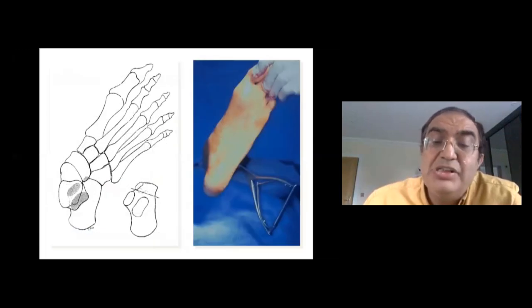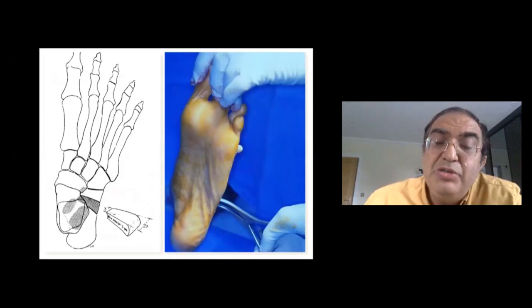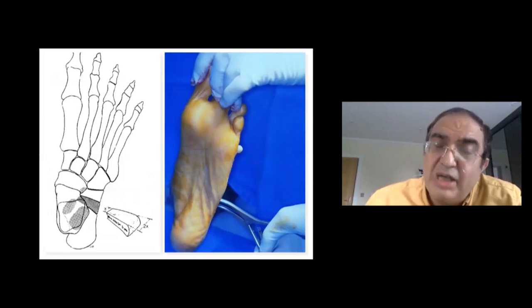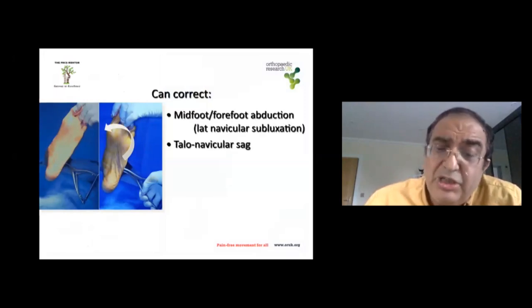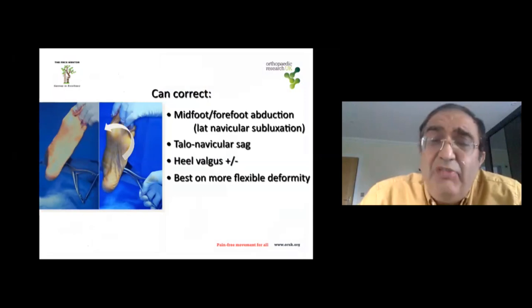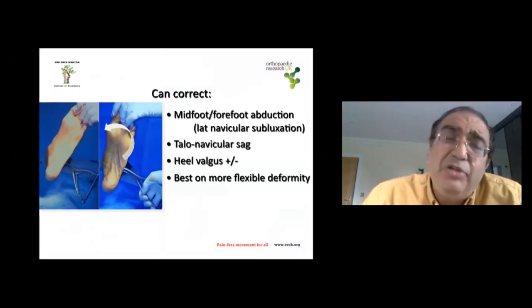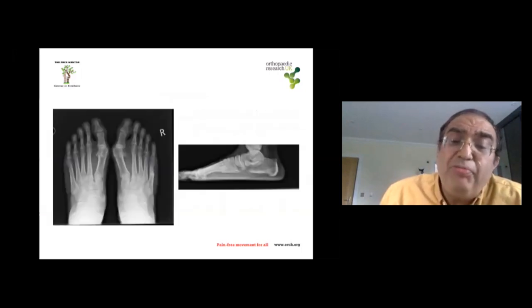So as you can see here, this is where we do the lateral column opening. We make an osteotomy of the calcaneum. We jack it open with the Hintermann retractor. And as you can see, as soon as you jack it open, you see how the foot straightens out, the arch comes back, and then you put a tricortical iliac crest graft, or nowadays you can even put these tantalum wedges to open the calcaneal osteotomy. So thus, it can correct your midfoot and forefoot abduction, it can correct your talonavicular sag, and also it may even correct your heel valgus. If the heel valgus doesn't correct by this procedure, then you may have to do a calcaneal shift.